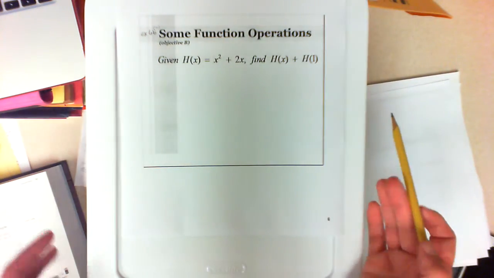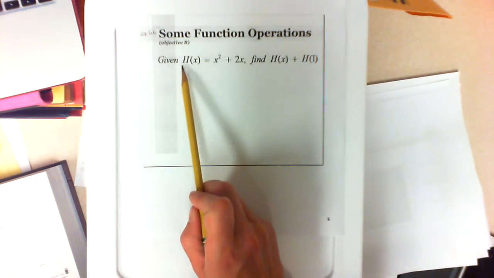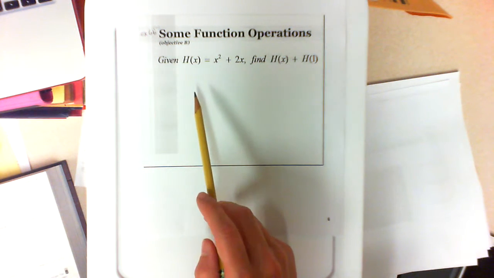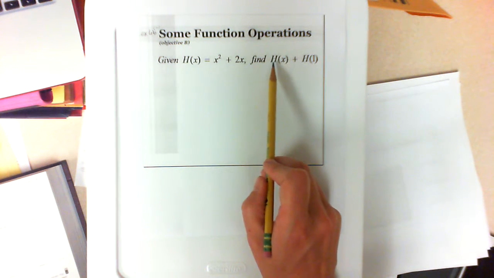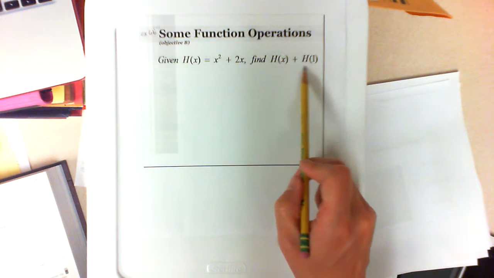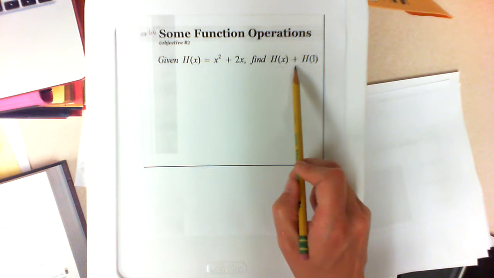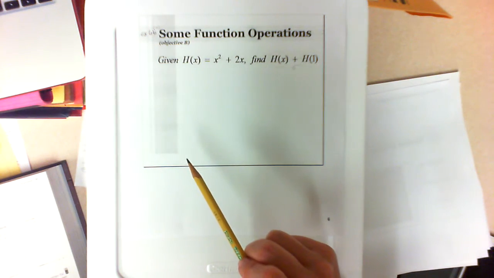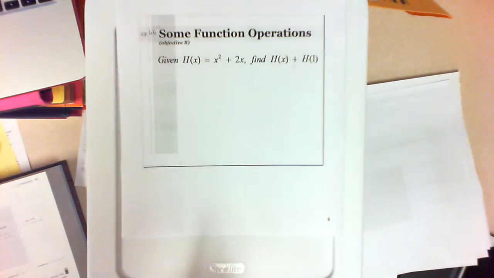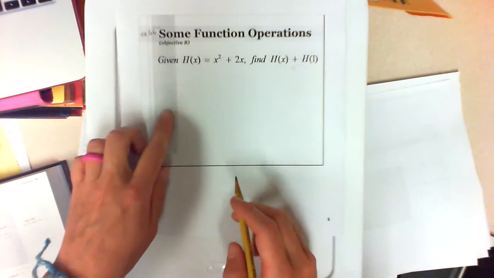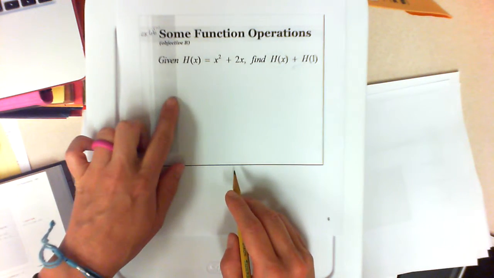So here in this example, instead of using the letter f, we're going to use the letter h. Any letter can be used in function notation. And we're going to find h of x, and we're also going to find h of 1. We're going to find them independently, and in the end, we add them together. So what I want you to do is give this one a try if you're feeling up to it. And I'm just going to crank through the example.